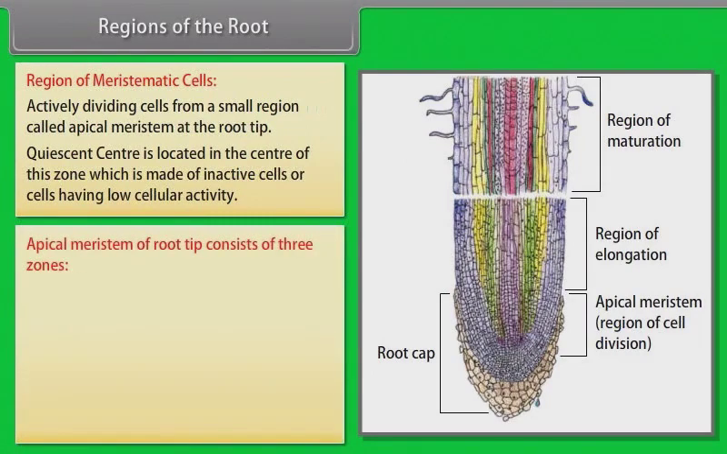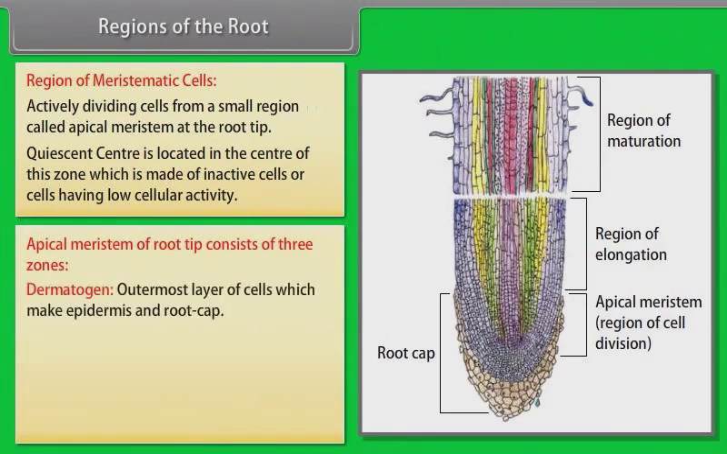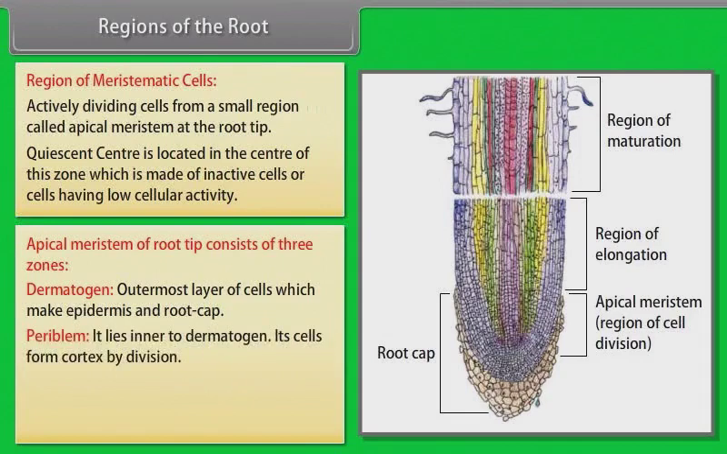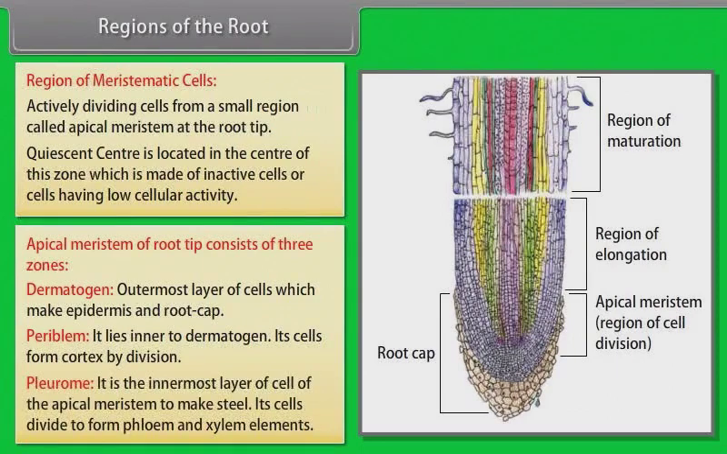Apical meristem of root tip consists of three zones: dermatogen, the outermost layer of cells which make epidermis and root cap. Periblem, it lies inner to dermatogen. Its cells form cortex by division. Plerome. It is the innermost layer of cells of the apical meristem to make stele. Its cells divide to form phloem and xylem elements.